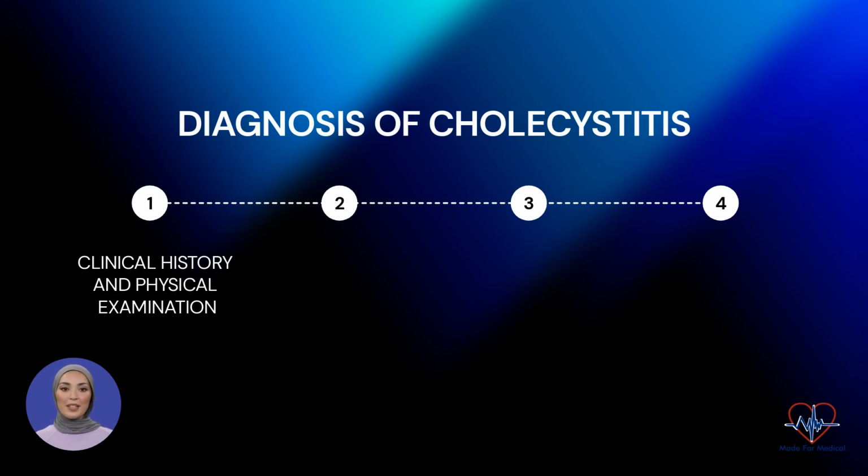Assessing the patient's medical history may also help identify risk factors for cholecystitis, such as a history of gallstones or previous episodes of biliary colic. Perform a thorough physical examination, paying specific attention to the abdomen.